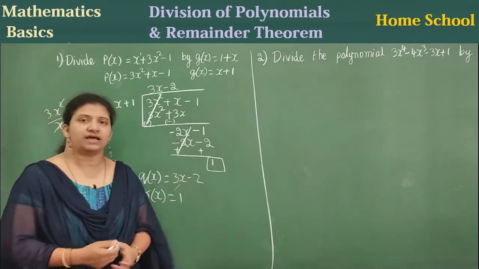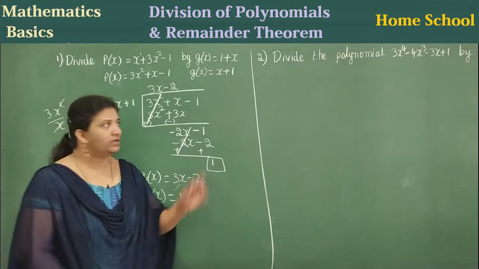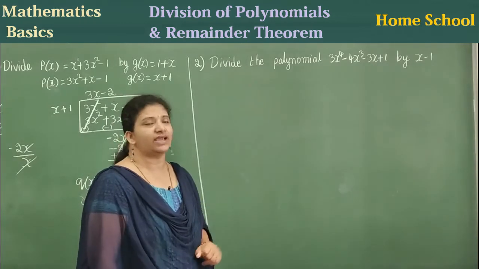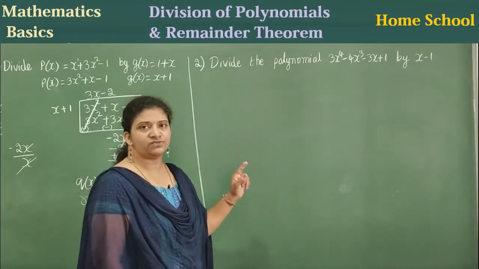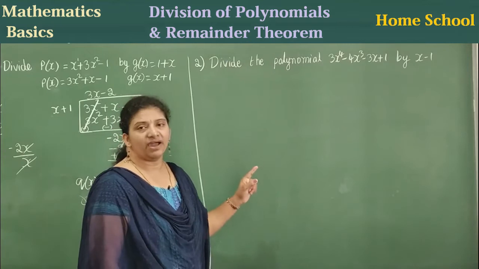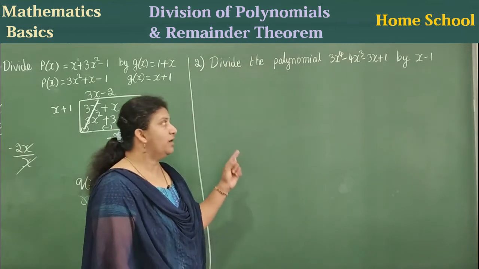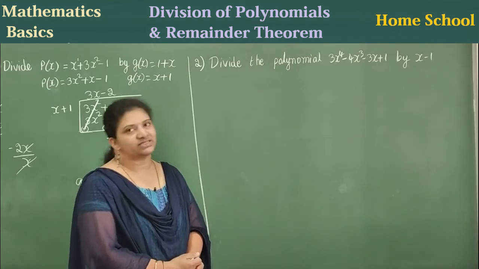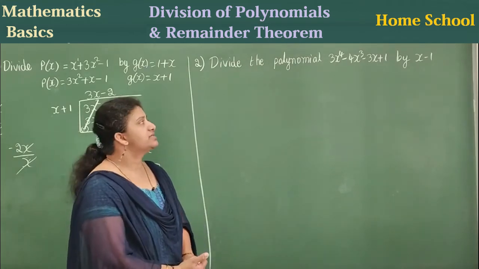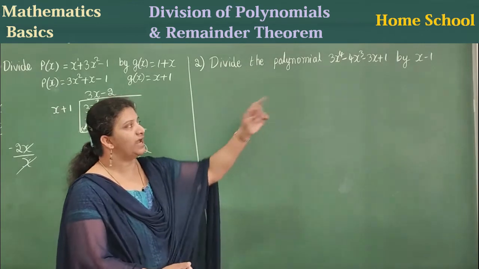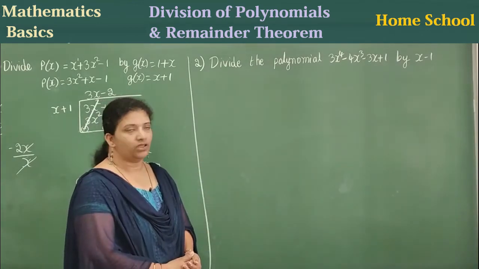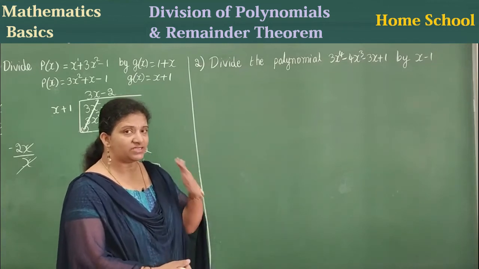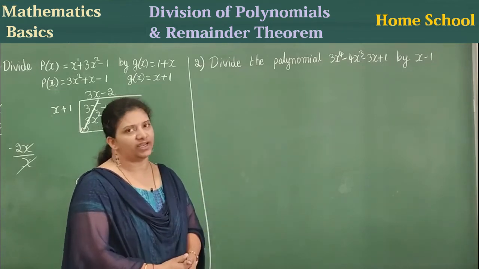So, one more example, let's see here. Okay, so look here carefully. Divide the polynomial 3x power 4 minus 4x power 3 minus 3x plus 1 by x minus 1. First thing we need to do is see the degree of the polynomial. See the degree of the polynomial, this is 4 and that is 1. So, when you are arranging your polynomial, you should arrange from the highest power to the lowest power.